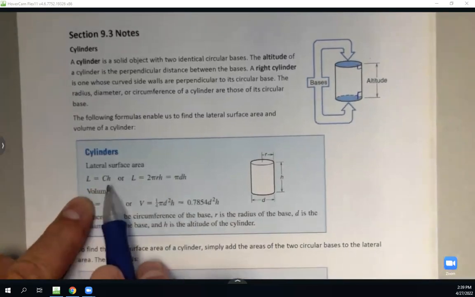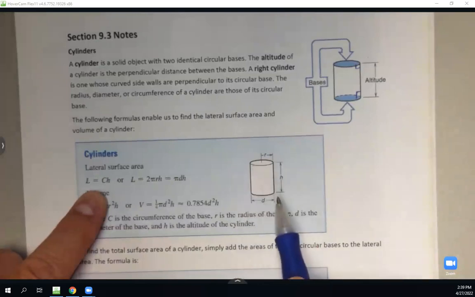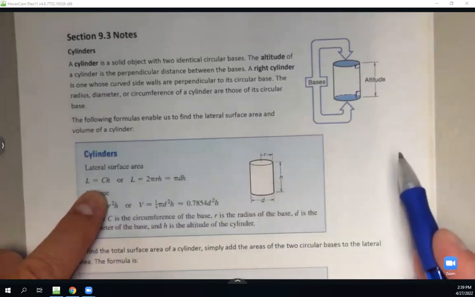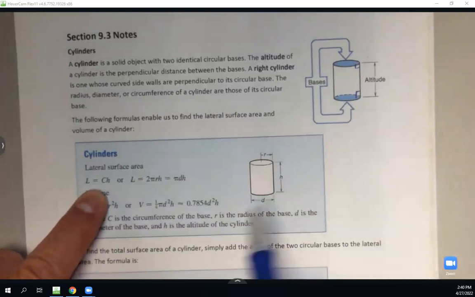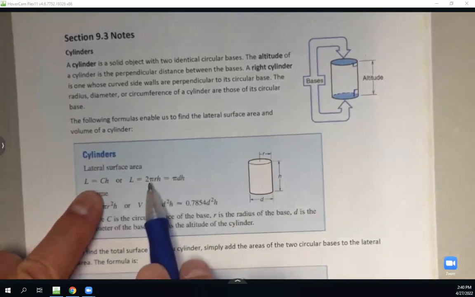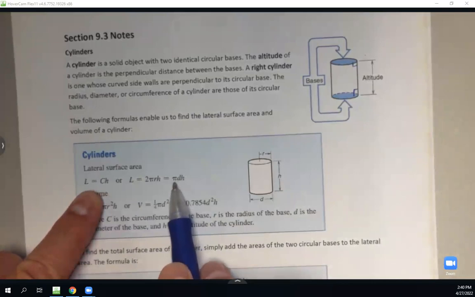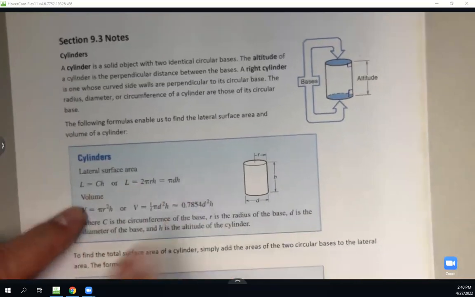So the lateral surface area is going to equal the circumference of the circle times the altitude, h. Does that make sense? Now, you remember, how do we find the circumference of a circle? Well, it's 2 times pi times the radius, or the diameter times pi. Okay, does that make sense? So you could think of it in any of those 3 ways.